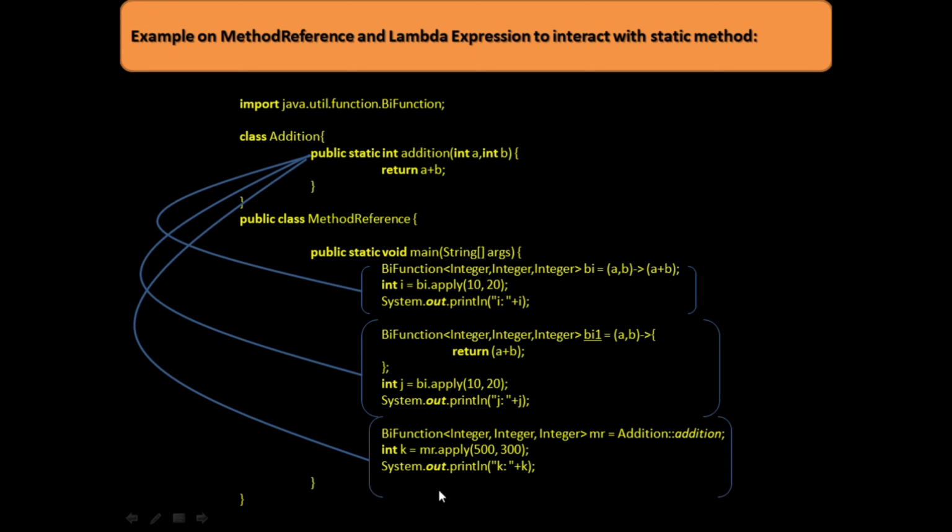Also, one step ahead is a BiFunction with three Integer generic types, amr equal to Addition method reference addition. Then amr is a reference data type of the BiFunction interface, and Addition is a class name, with a method reference to the addition method. Then the apply method, we know that the apply method applies that method and returns the Integer type, to store the k value and then output it.